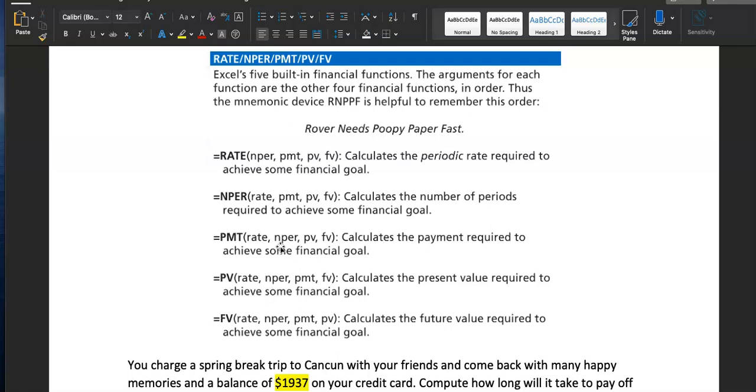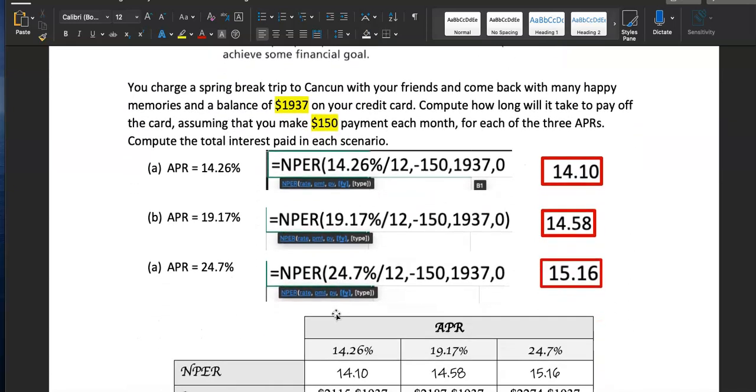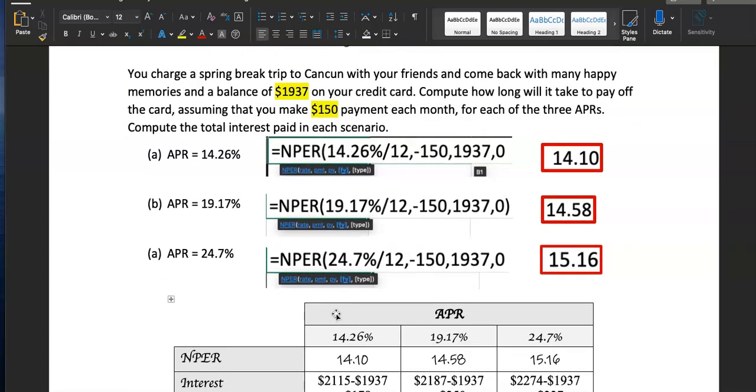Okay, so let's take a look at the first example on this first page. Now, sorry, I got these already typed up for you. Yeah, I'm going over this quick.